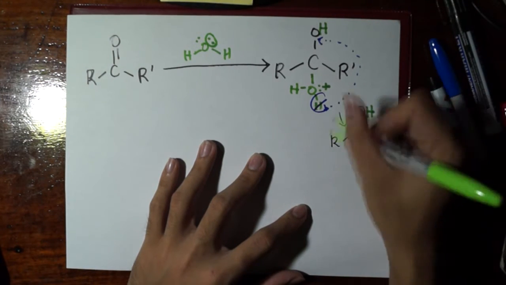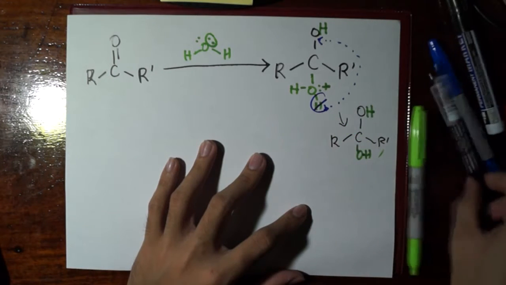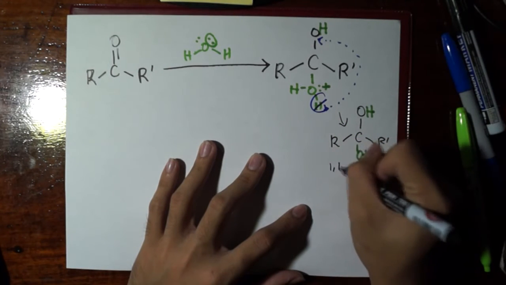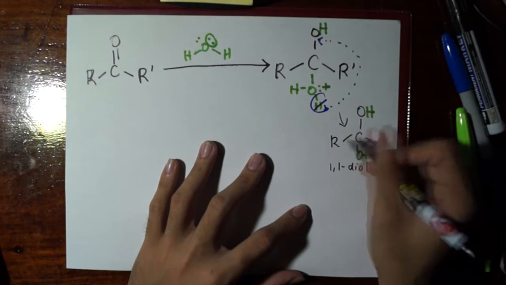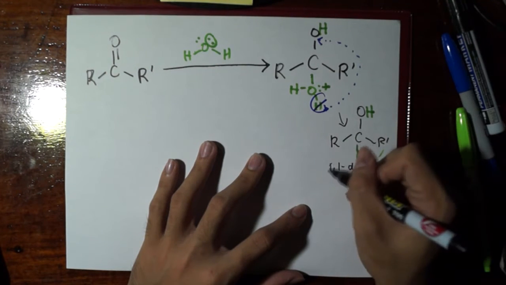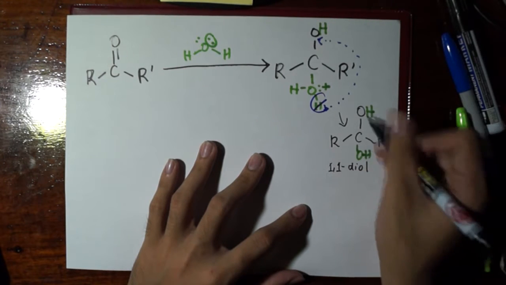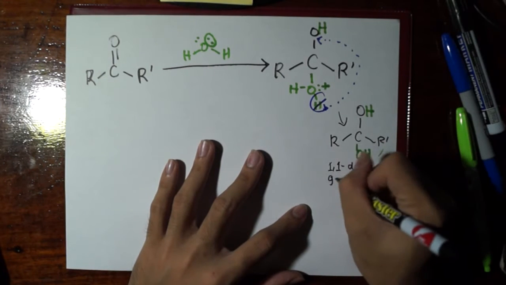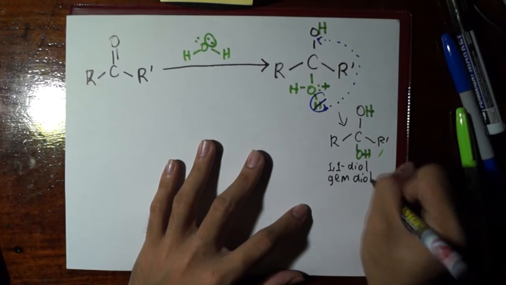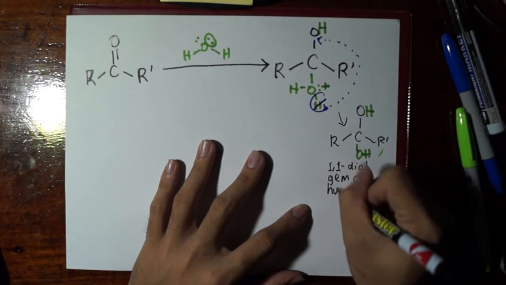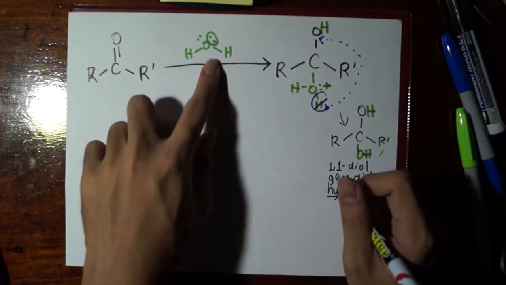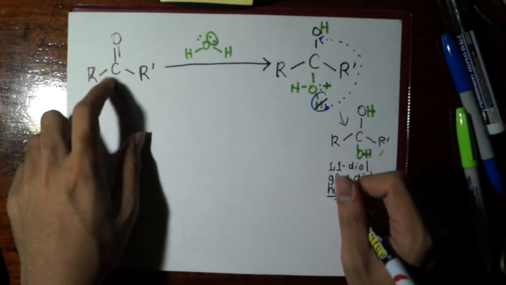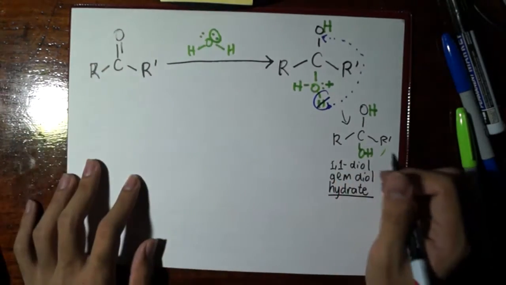Now it's become like this, and if you recall, this is a 1,1 diol. Or actually in this case the OHs are on the same carbon. You could also call this a geminal diol, but in this case we could call it a hydrate, since this is the product when you hydrate an alkene, or an aldehyde or a ketone.